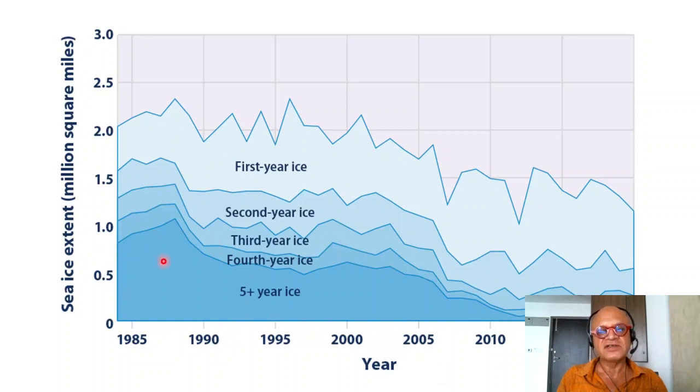So, 5-year ice. How old is the ice? How long has ice volume survived? The 5+ year ice has reduced to a great extent. There is still a little bit more of 4th-year ice, 3rd-year ice. A lot of it is 2nd-year or 1st-year ice, which means that the ice is not surviving very long anymore. We don't even show the 10+ year ice here in this time period.